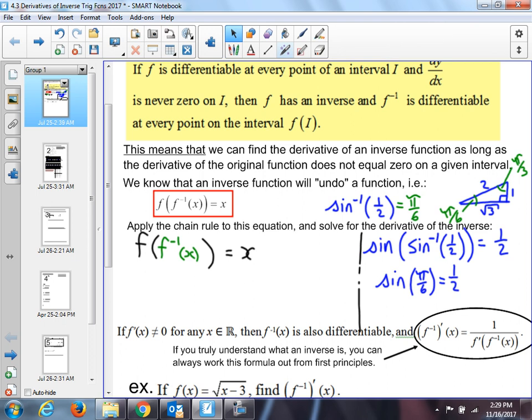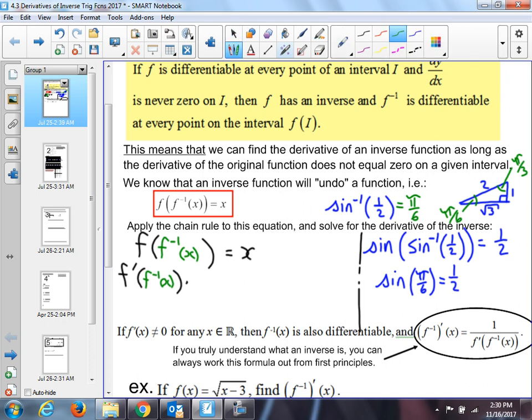Now if I do the derivative of both sides, I'm going to use prime notation though, it's more compact. We're doing the derivative with respect to x. Now we understand what this rule of inverses means: whatever you put in, you get back out. So if I do the derivative, I have to do the derivative of the outside first. The derivative of the outer function, leave the inside alone, times the derivative of the inside function.